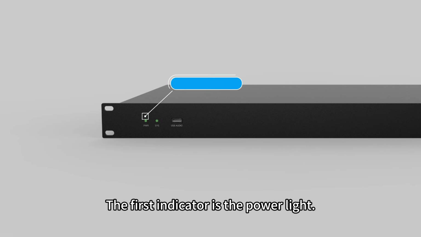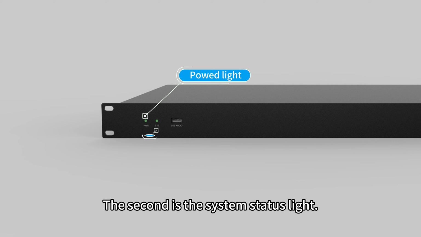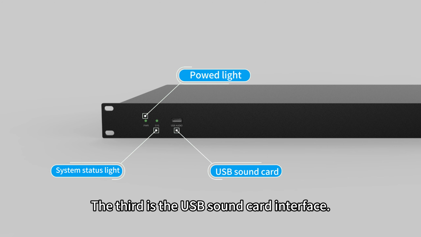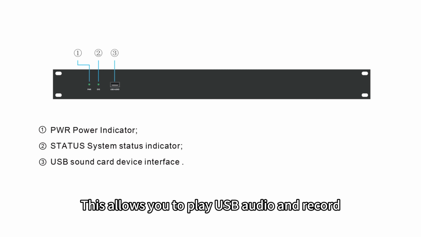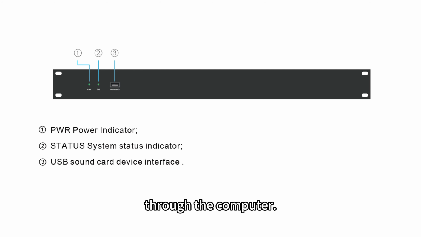The first indicator is the power light. The second is the system status light. The third is the USB sound card interface. This USB interface can connect to PCs or Macs via USB-A. This allows you to play USB audio and record through the computer.